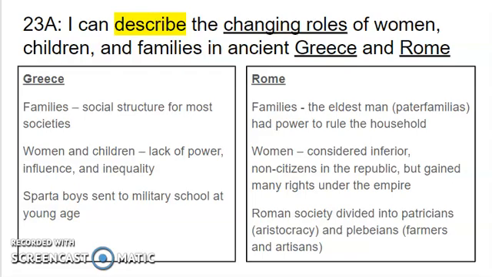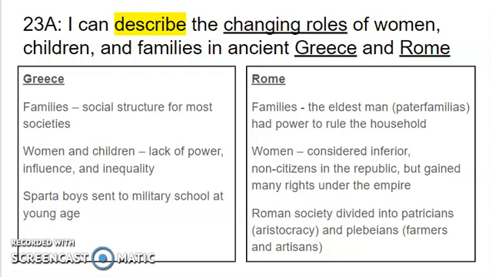Standard 23A. I can describe the changing roles of women, children, and families in ancient Greece and Rome. So we're comparing and contrasting Greece and Rome here. So in Greece, we'll start with the families. The family social structure was the same structure for most societies.